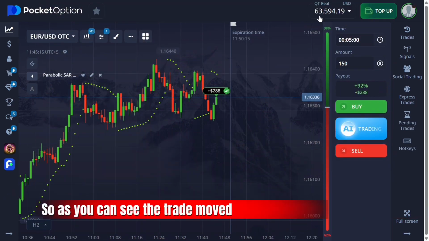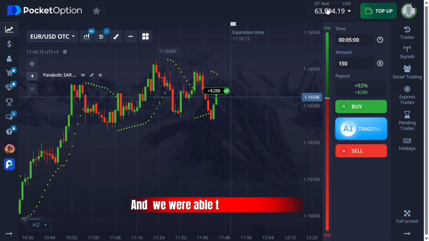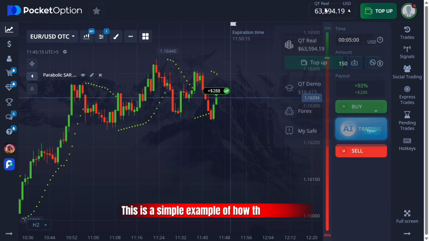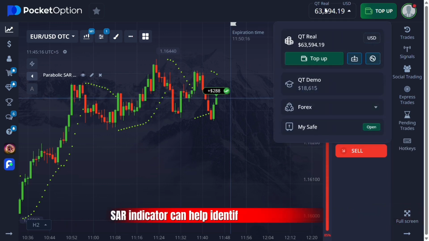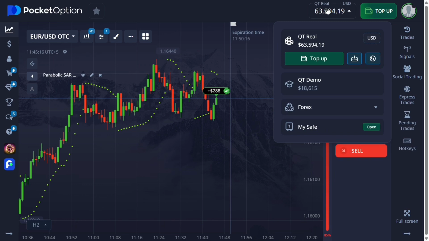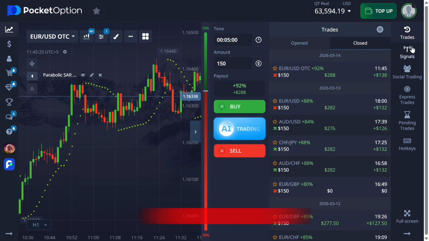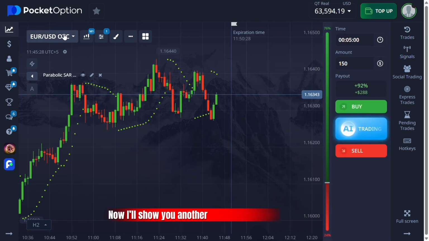So as you can see, the trade moved in our direction, and we were able to close it in profit. This is a simple example of how the parabolic SAR indicator can help identify market direction. Now let's move to another example. Now I'll show you another trading situation.